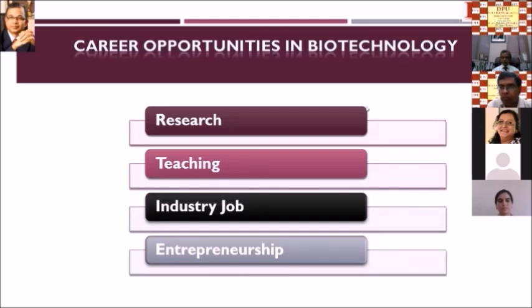One point to note here is that research in an academic setup deals predominantly with fundamental discoveries, while for industry it is directed towards product development.